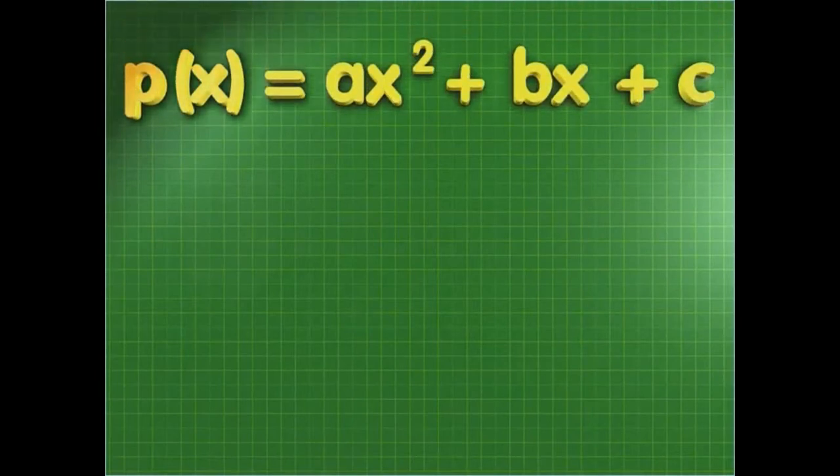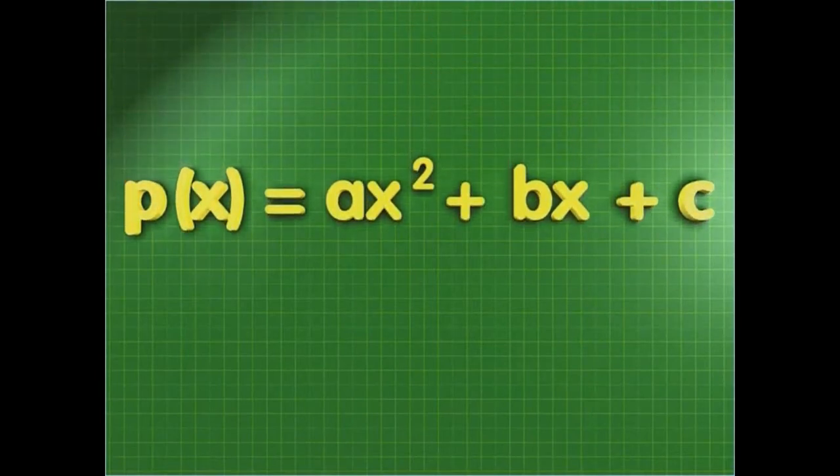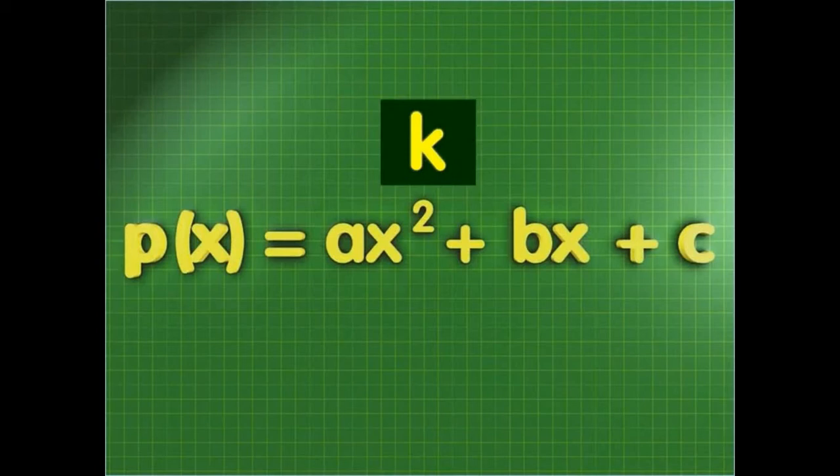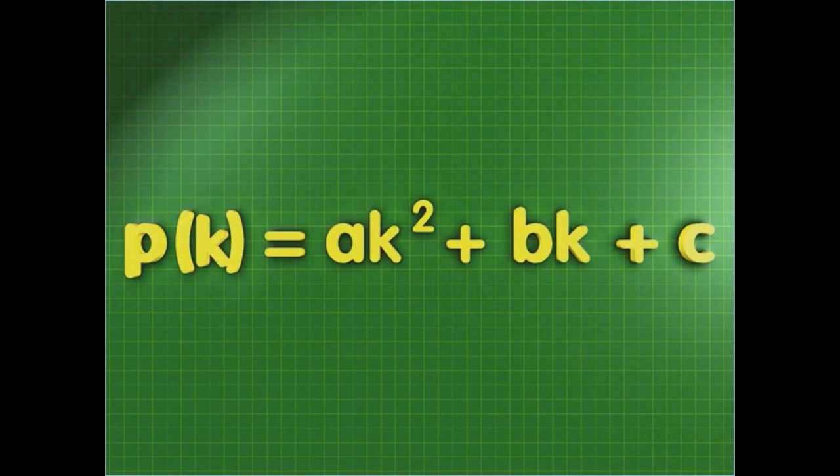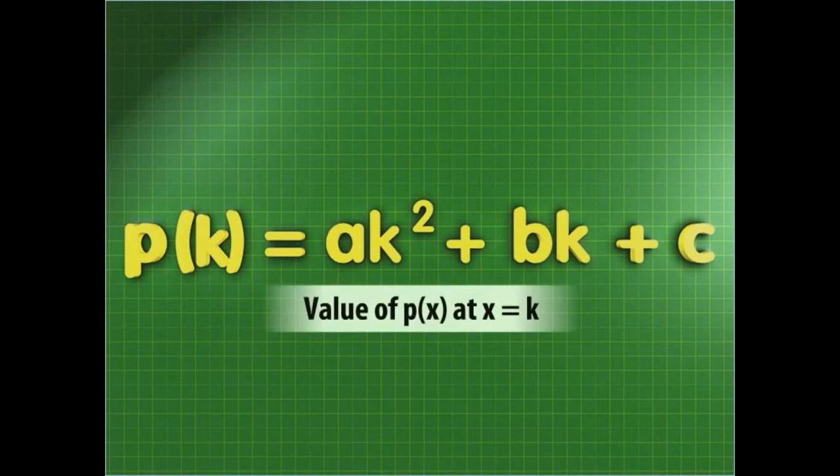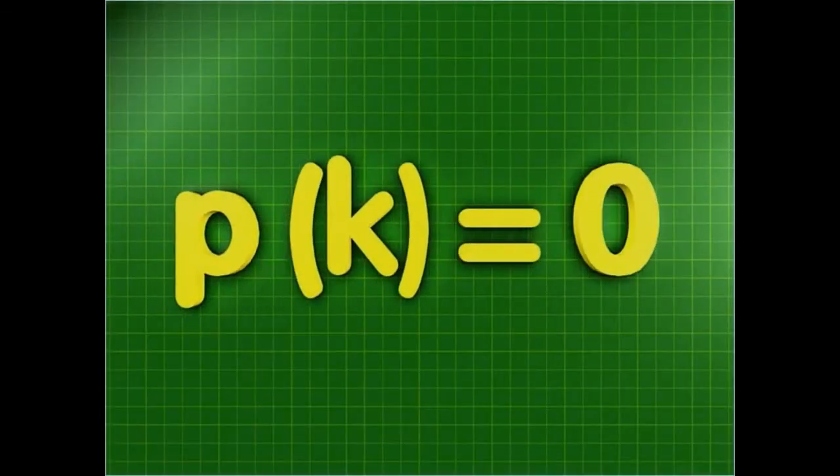If p(x) is a polynomial in x and k is any real number, then the value obtained on replacing x by k in p(x) is called the value of the polynomial p(x) at x equal to k. This expression is denoted by p(k). Now, the real number k is said to be a zero of polynomial p(x) if p(k) is equal to 0.